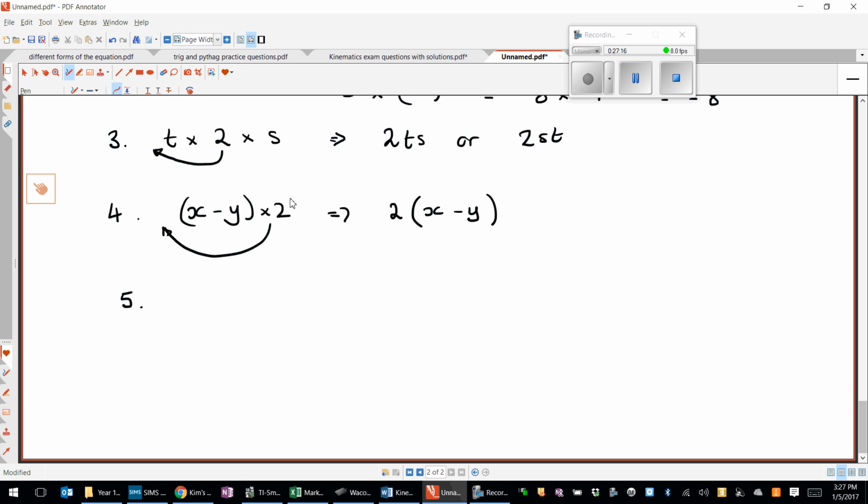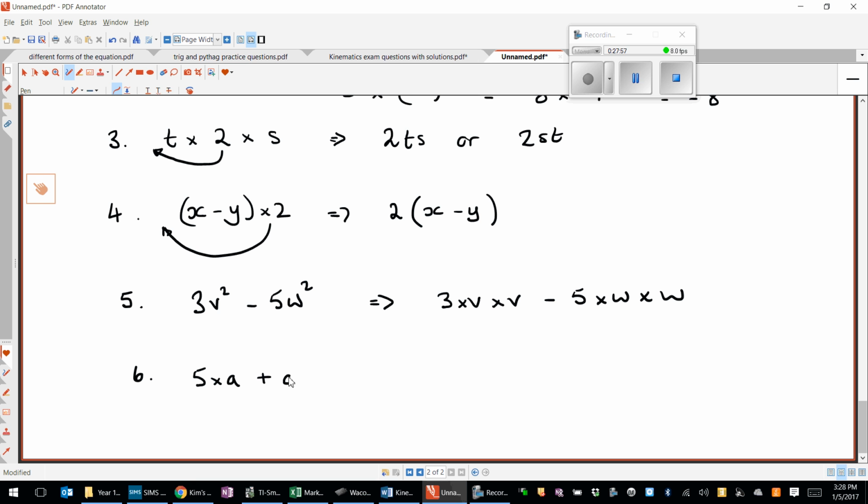Question 5. We've got 3v squared minus 5w squared. It says write in expanded form, so that would be 3 times v times v takes away 5 times w times w. And question 6, we've got 5 times a plus a times a.